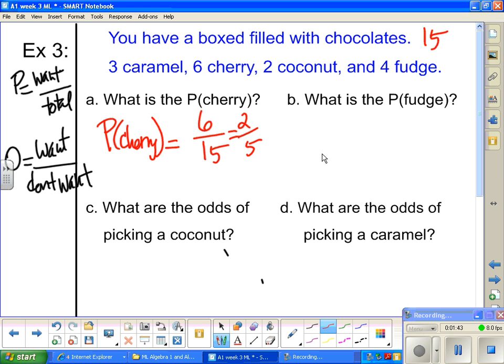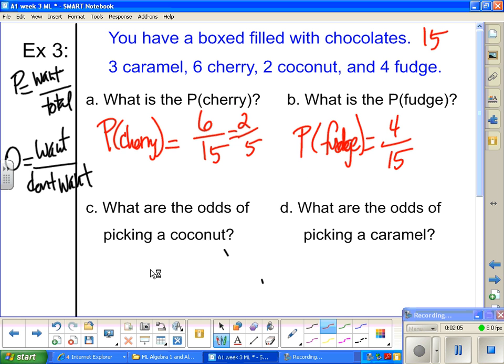Okay, so the next one, what is the probability of fudge? So the probability of fudge equals, how many fudge do they have? 4. And again, the total is 15. I can't reduce that, so I'm just going to leave it as 4/15.